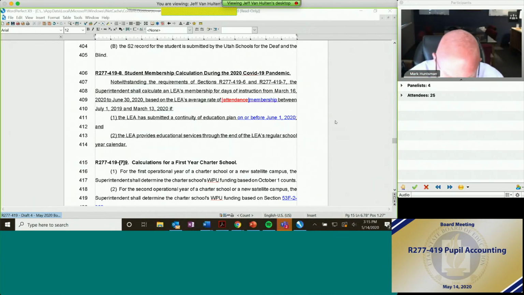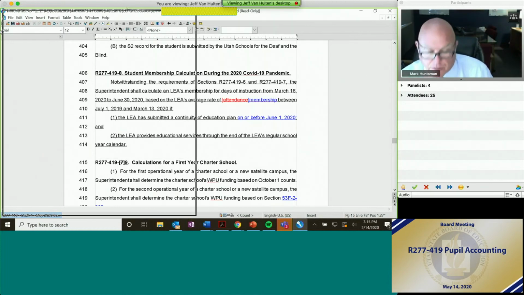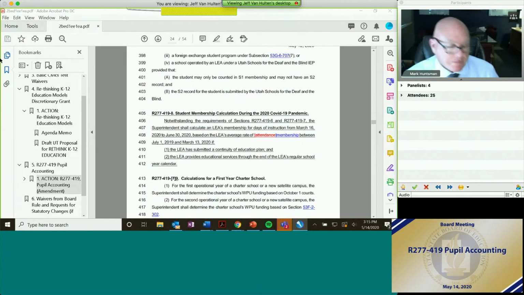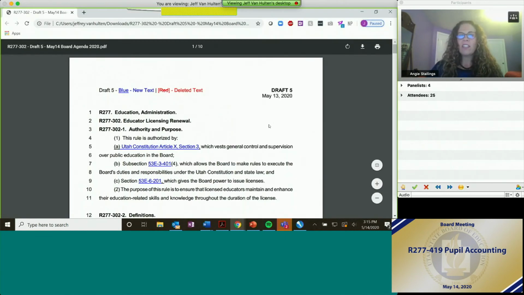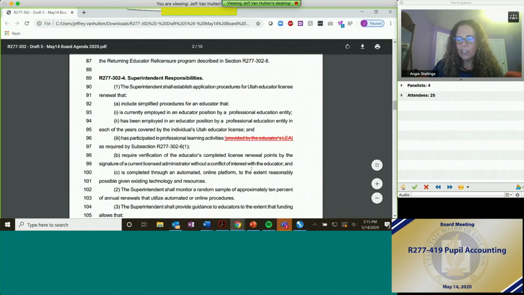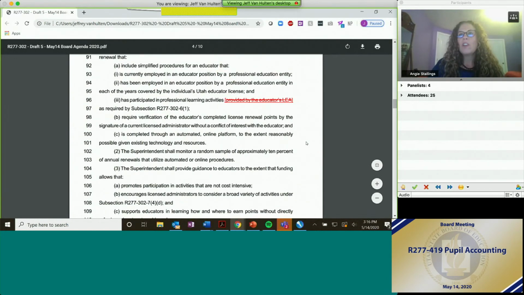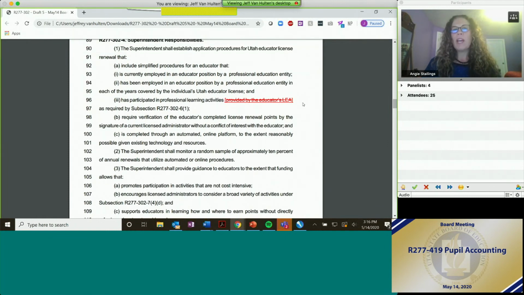Motion carries. Deputy Superintendent Stallings, will you introduce R277-302, please? Yes, thank you, Chair. Just as a reminder, again, similar to R277-419, this rule, R277-302, which is educator licensing renewal, was also reviewed by the Law and Licensing Committee in April and then approved by the board last week. And last week's version, draft 4, was approved by the board.